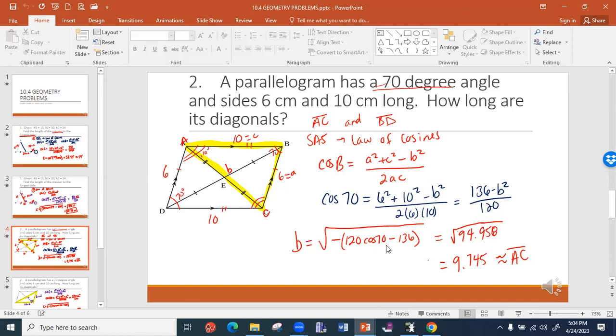I like to put things in separately in the calculator, so I put in what's underneath my radical first, and then I take the square root of that. So the length of AC is approximately 9.745.